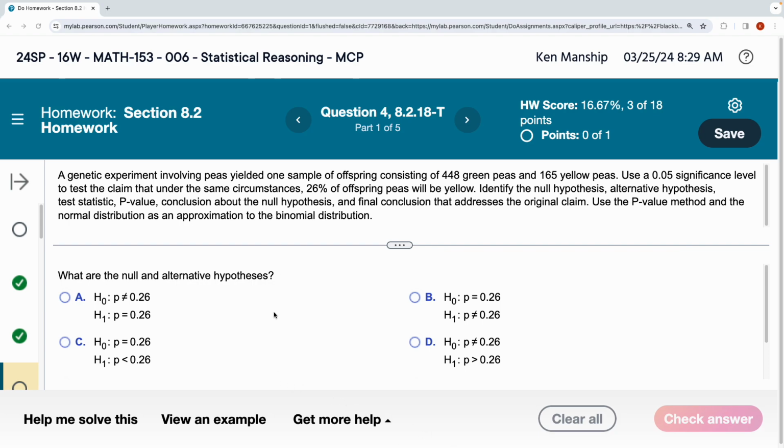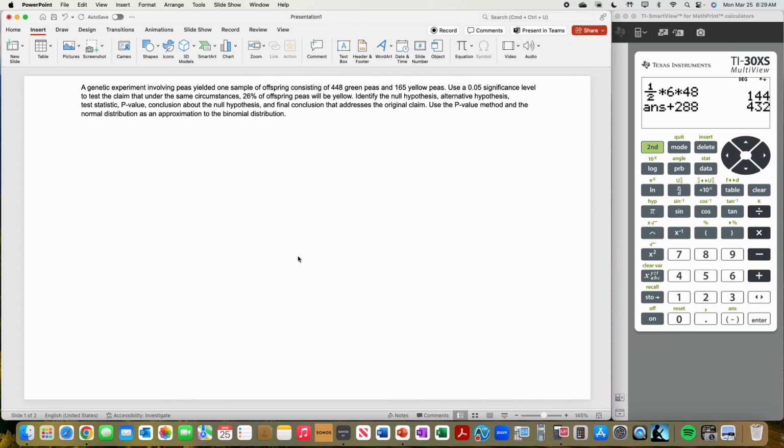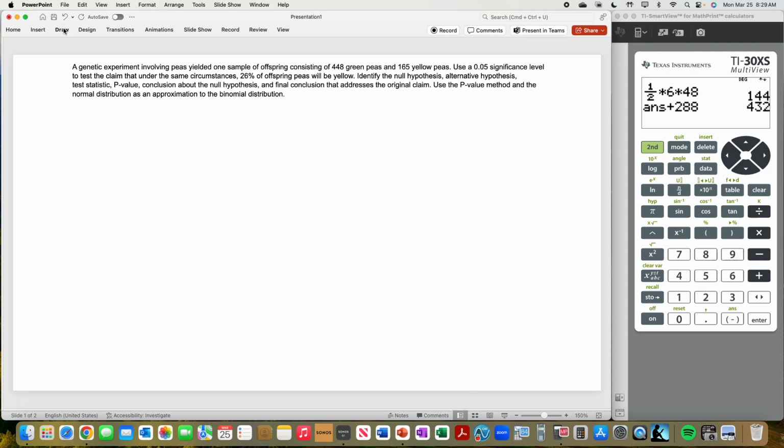So before we answer these questions, I'm going to flip pages here, and we can look at this where we can do some scratch work. So a genetic experiment. The first thing I want to do is organize some of this information. The number of green peas here is equal to 448. So there's 448 green peas.